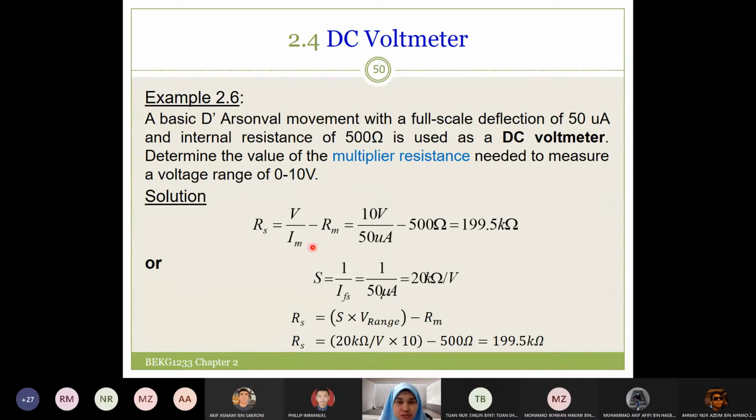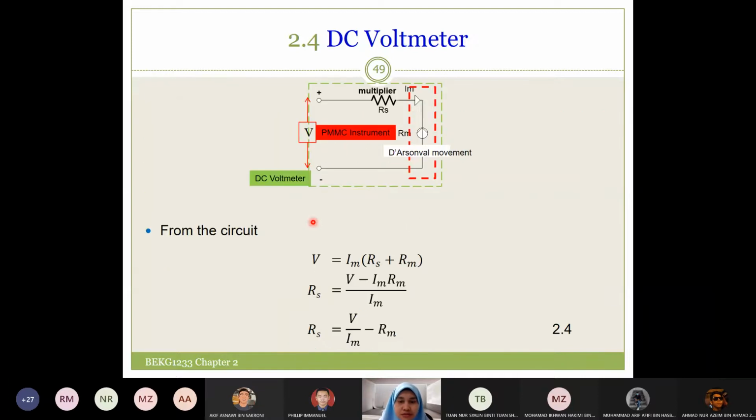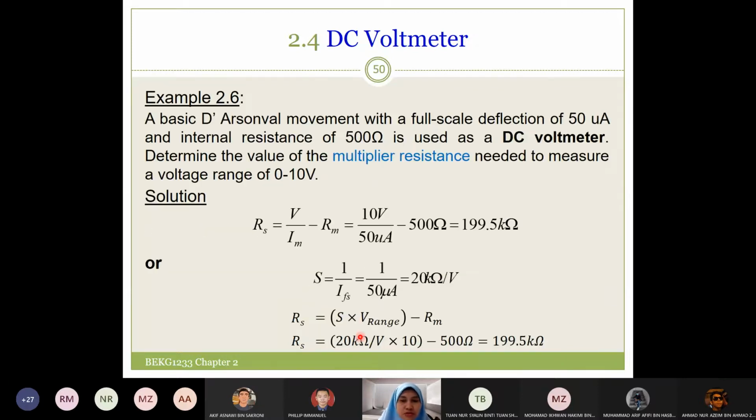So if we use the previous formula for RS, the question is to find RS. RS is equal to this, as in the previous formula. If we use this formula, we get the answer.